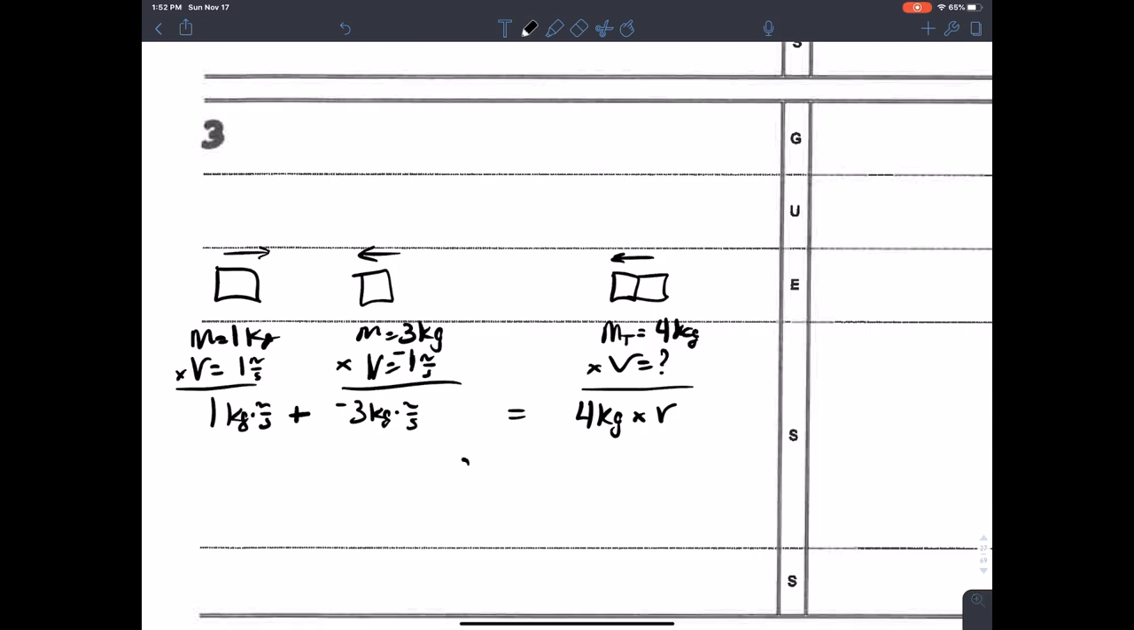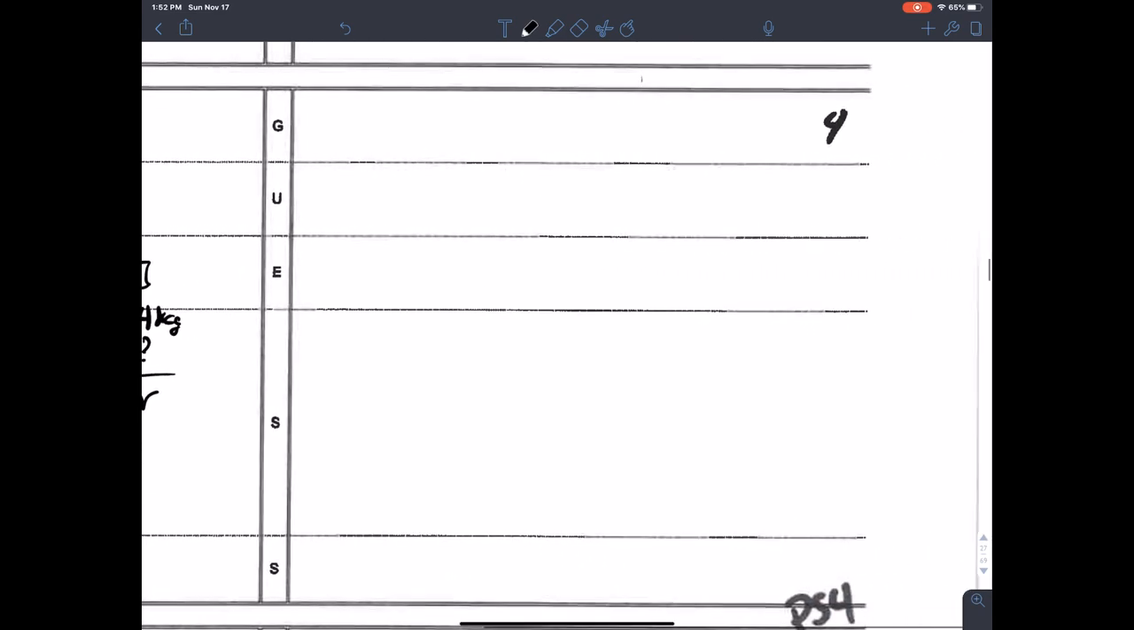4, so 0.5 meter per second is what you're going to have for the velocity of the two after they collide together. And since it's going to the left, I'm going to put a little negative in there to indicate that it is moving to the left. It would be a negative value.